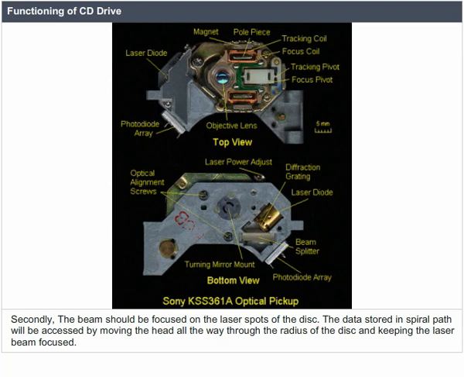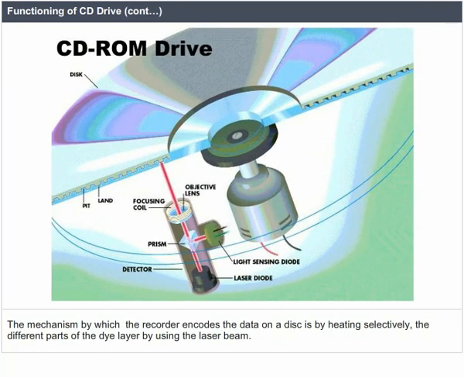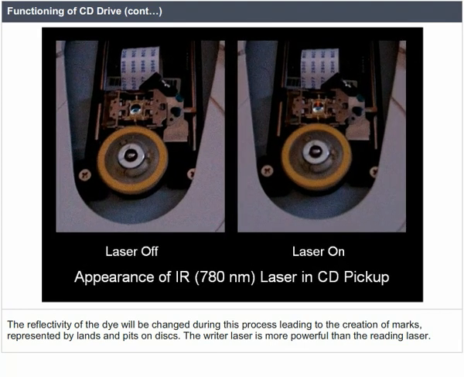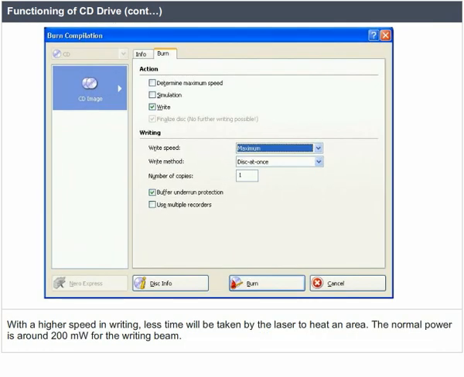The mechanism by which the recorder encodes the data on a disc is by selectively heating different parts of the dye layer using the laser beam. The reflectivity of the dye is changed during this process, leading to the creation of marks represented by lands and pits on discs. The writing laser is more powerful than the reading laser. With a higher speed in writing, less time is taken by the laser to heat an area. The normal power is around 200 mW for the writing beam.